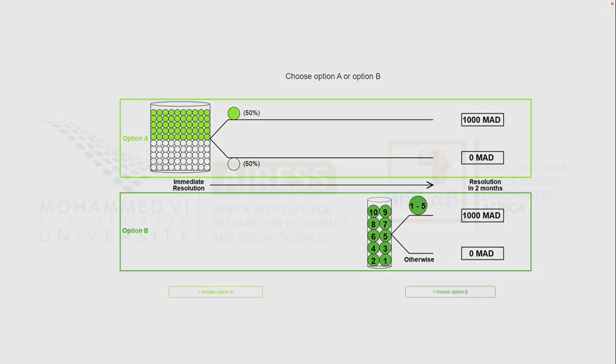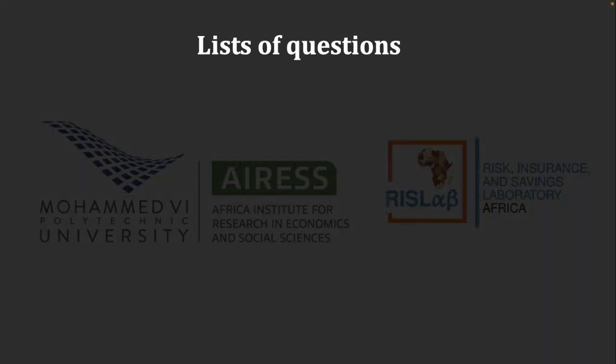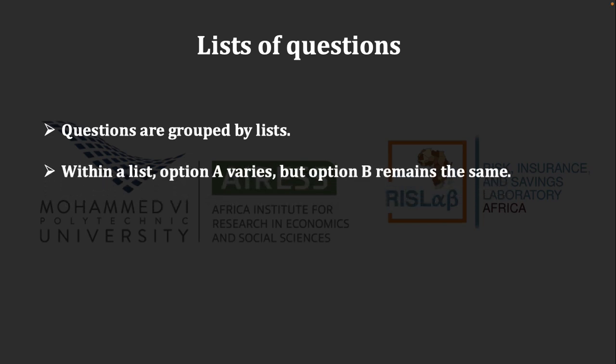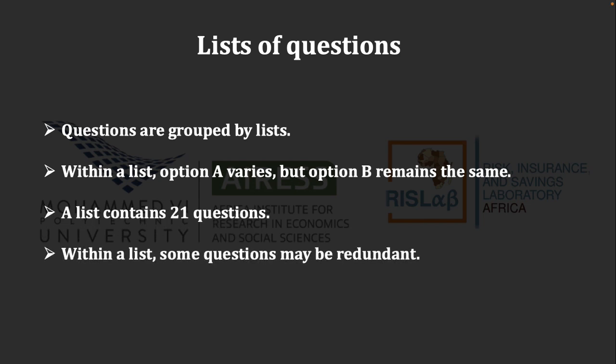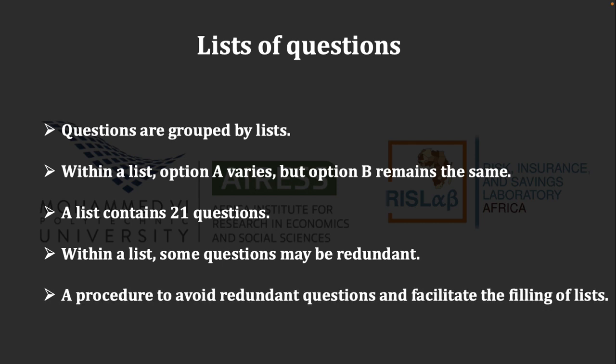Lists of questions. Questions are grouped by lists. Within a list, option A varies, but option B remains the same. A list contains 21 questions. Within a list, some questions may be redundant. A procedure avoids redundant questions and facilitates the filling of lists.